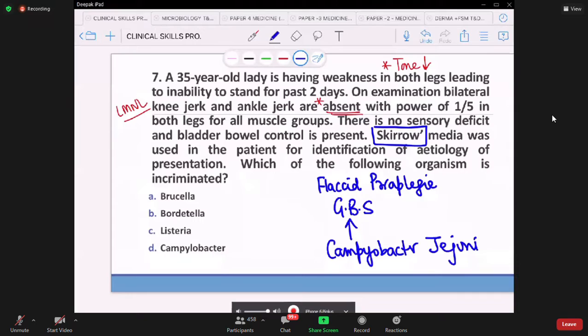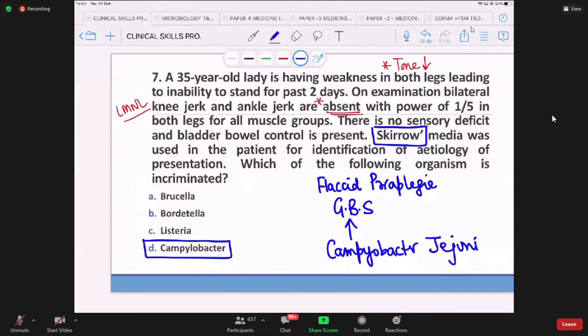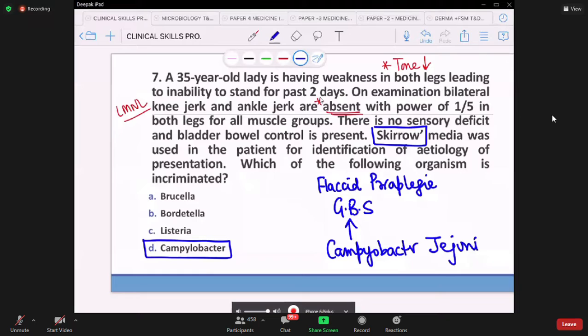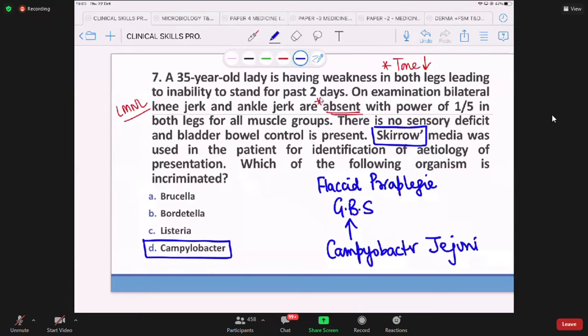So, straightforward answer. And suppose, hypothetically, you were not able to work out this information about Skirrow's media. Like in the exam, you say, sir, there are so many things. How do you expect me to remember so many things? Sir, there are 19 subjects. You expect me to remember everything? You have been practicing. I have not been practicing for so long. So I will say then do exclusion. How will you do exclusion? Listeria. Listeria causes neonatal meningitis. So that is why it is ruled out, because you don't read of listeria causing any kind of paralysis in anybody.